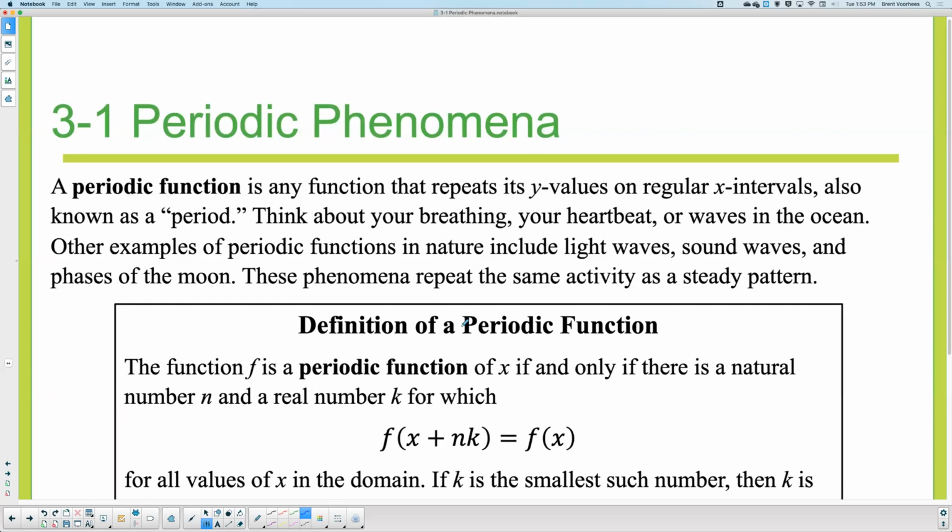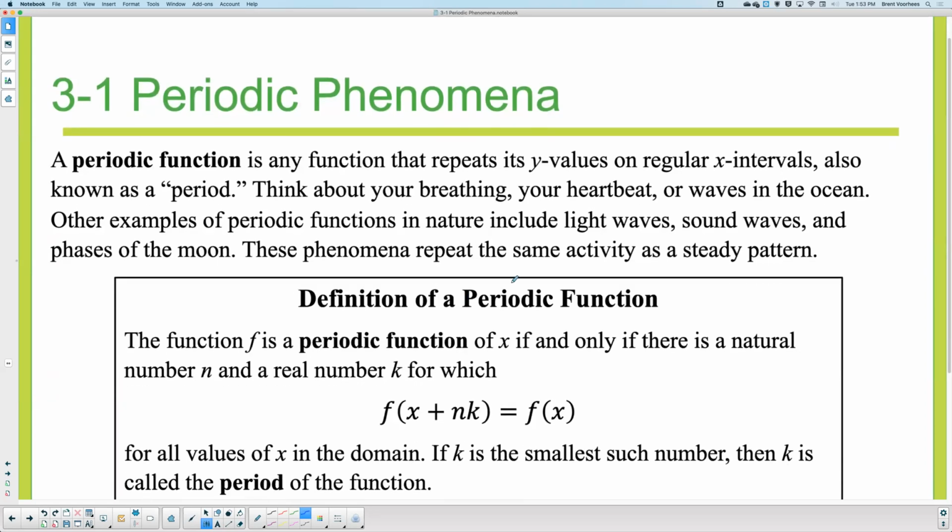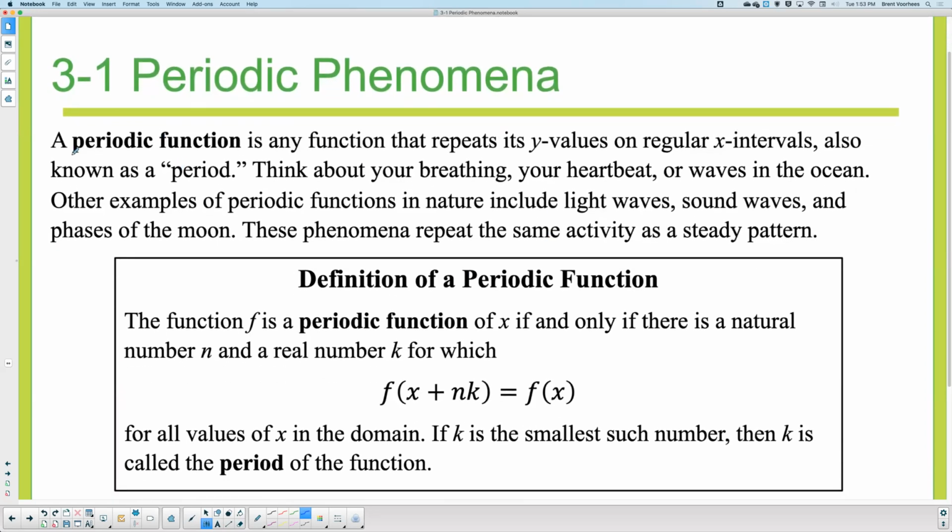Let's begin with the definition here of periodic. Up here, I'm going to give you a verbal definition. This is a verbal definition, this first sentence. Over here, this is the mathematical definition. So verbally, when I say something is periodic, what do I mean? I'm talking about a function that's going to repeat its y values on regular x intervals.